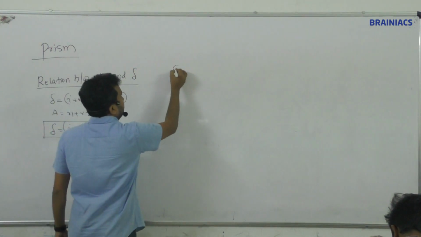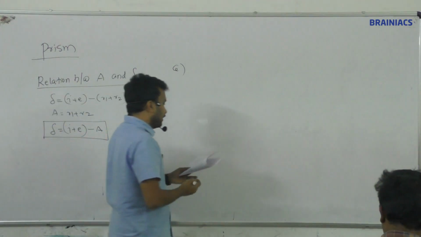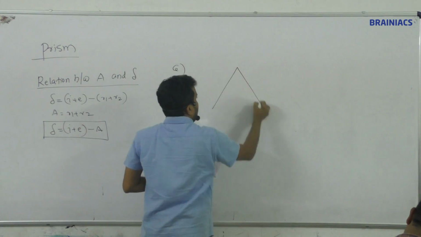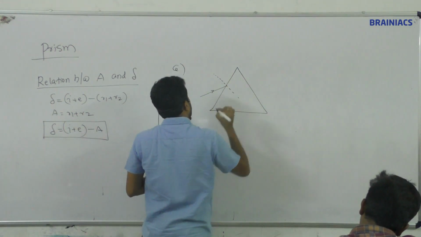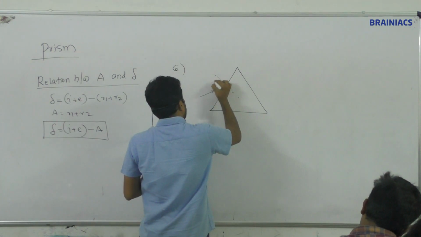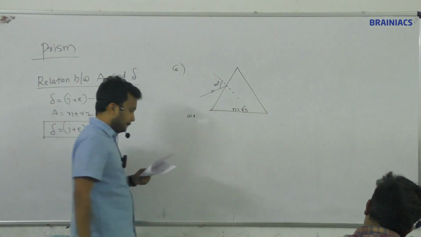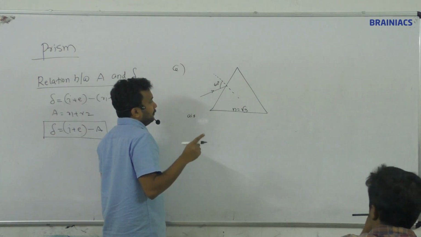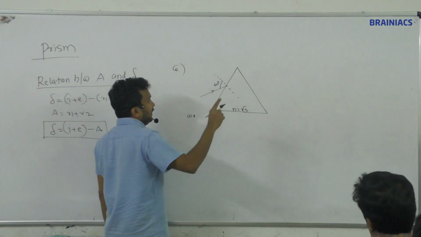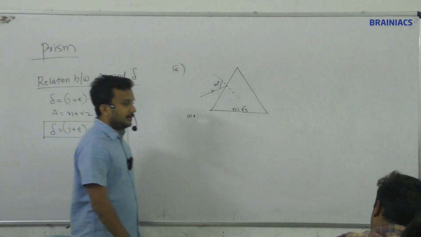Okay, write a question. Find the angle of deviation and angle of emergence for an equilateral prism.